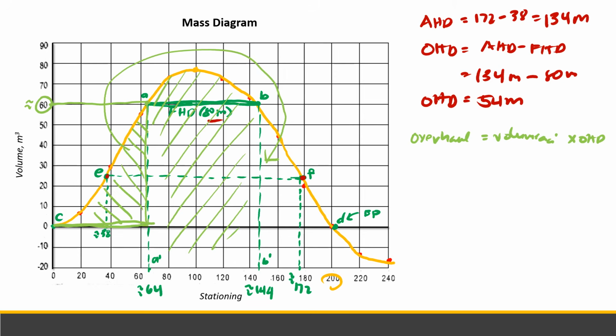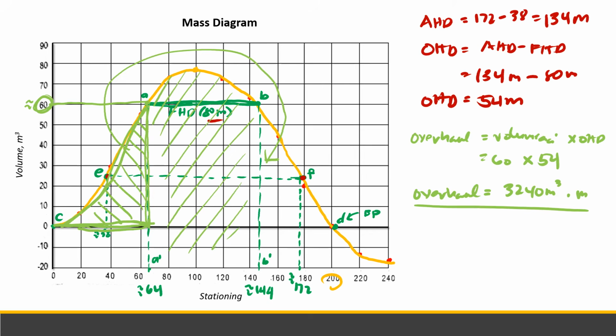So as we were saying, the graph shows the cumulative volume on each station or on each distance. So the volume here is approximately 60 cubic meters. So this is 60 multiplied by the overhaul distance of 54. So the overhaul is approximately 3,240 cubic meter.